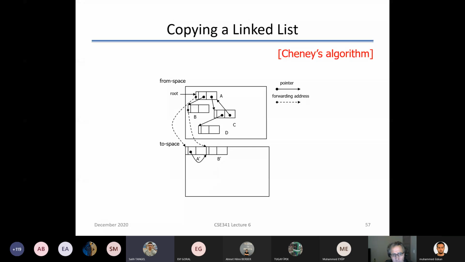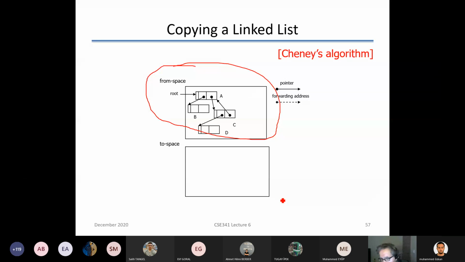Okay. So this is what you have currently. From space is what you are currently working on. This is your heap. So this part of the heap is the only part that you have. Then this other part is set aside for only garbage collection purposes. Okay.